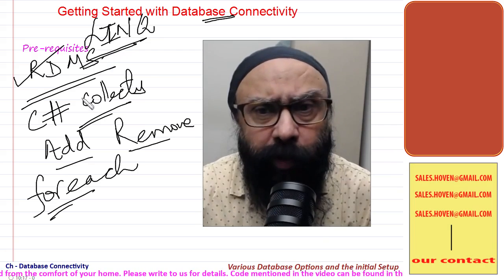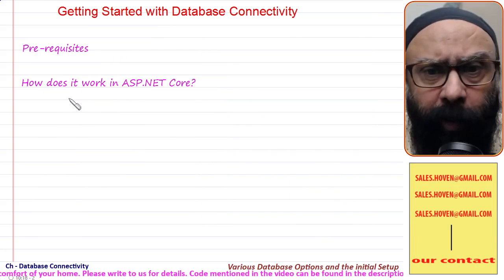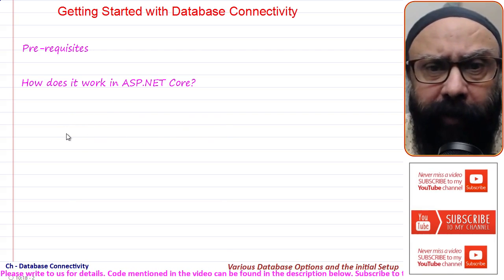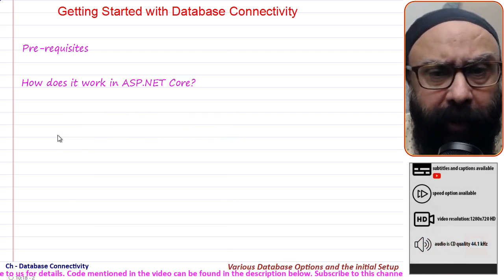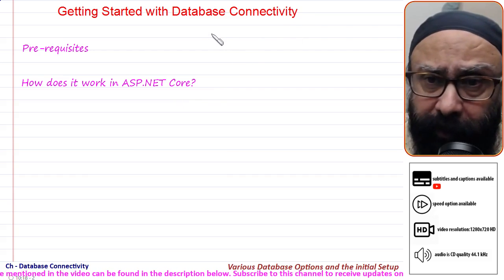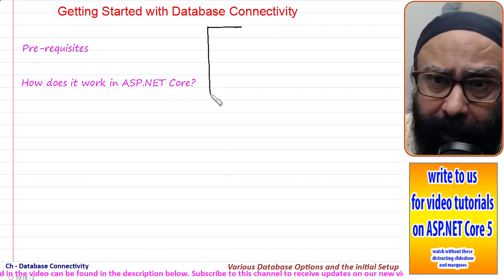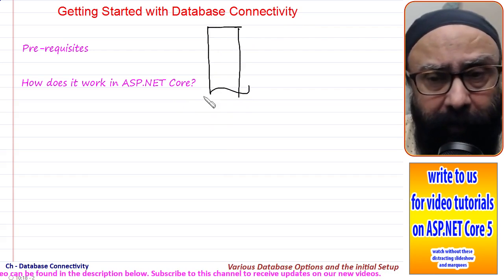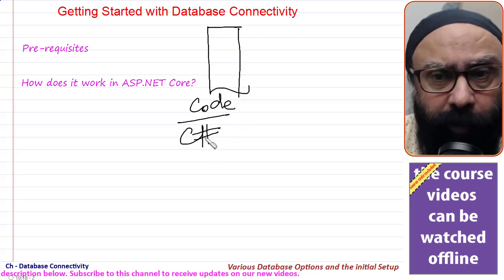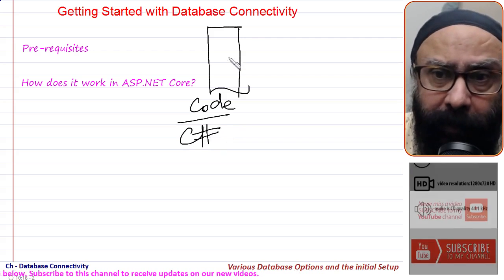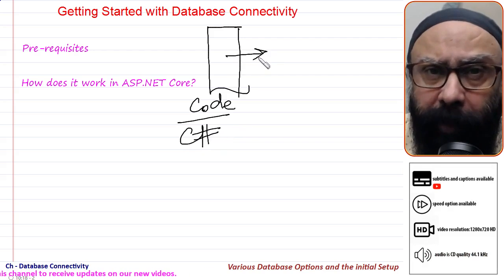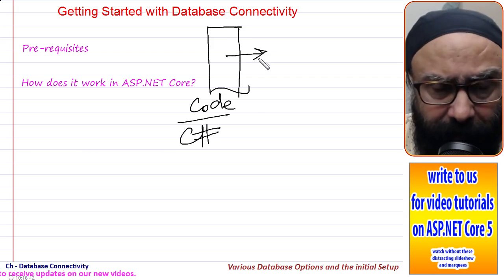So this is what you should be already aware of, and now let me show you how the whole concept of database connectivity works in ASP.NET Core. So see, for instance, this is your application here. This is the code for your application, the C# code that you have written. This application is supposed to make certain queries to a remote database.